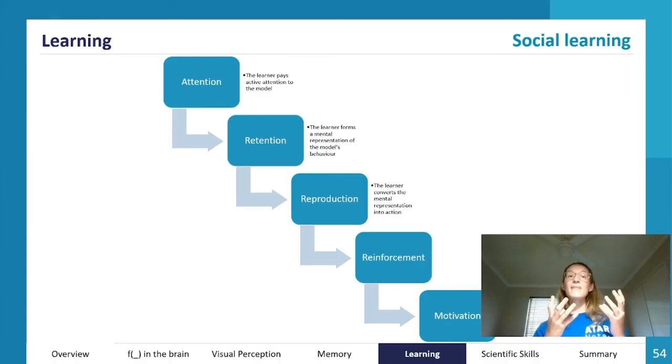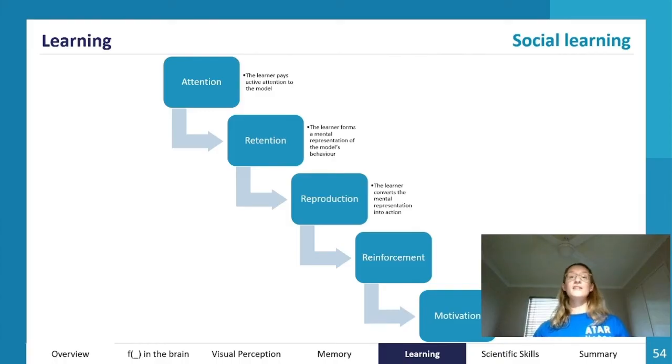If I have paid attention, if I've retained it in my mind, if I am capable of reproducing it, and if, like in operant conditioning, there's the appropriate antecedent, the appropriate environment, the appropriate consequence, the appropriate reinforcement, then I will have motivation to undertake the desired behavior. And so I will produce it. But if any of these 5 stages are missing, then we actually can't learn the behavior all the way through to actually producing it. So with motivation, we actually have to want to imitate it.